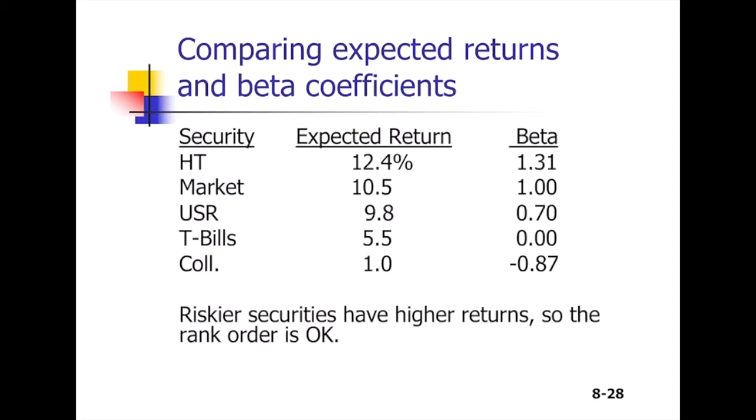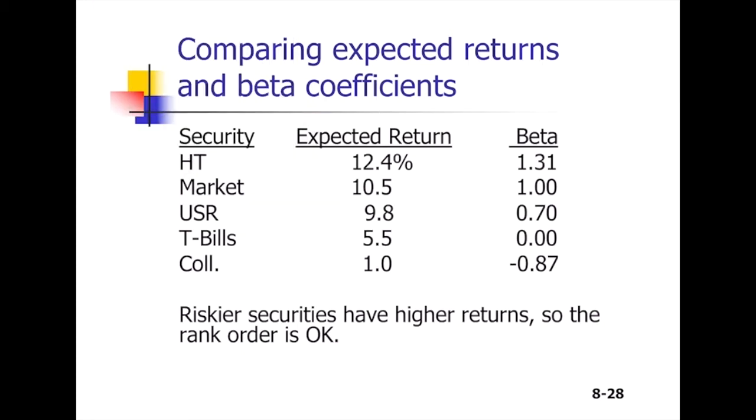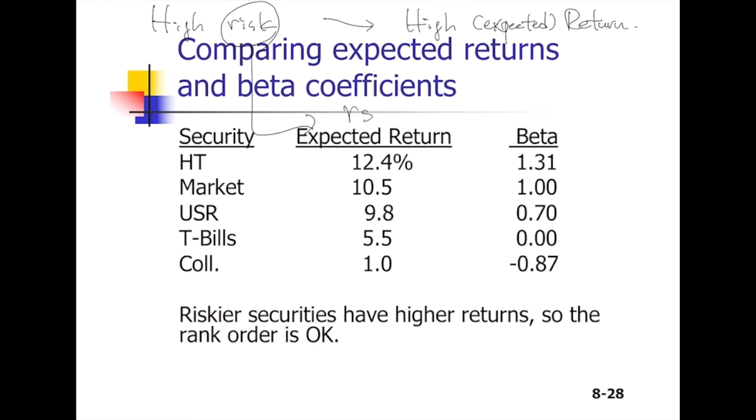Comparing expected returns and beta coefficients, as we learned before, there is one fundamental relationship between the two, risk and return. High risk means high expected return, right? So in this case, what is the risk measure? In stocks, we can construct a portfolio. So the good risk measure is a function of what?